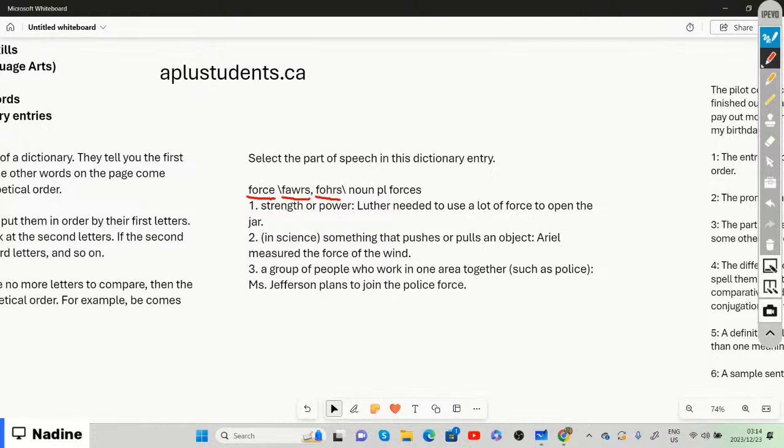Is it a noun? Is it a verb? Is it an adjective? Is it an adverb? Or whatever it is. For example, this is a noun. And they even tell you that the plural form of force is forces.